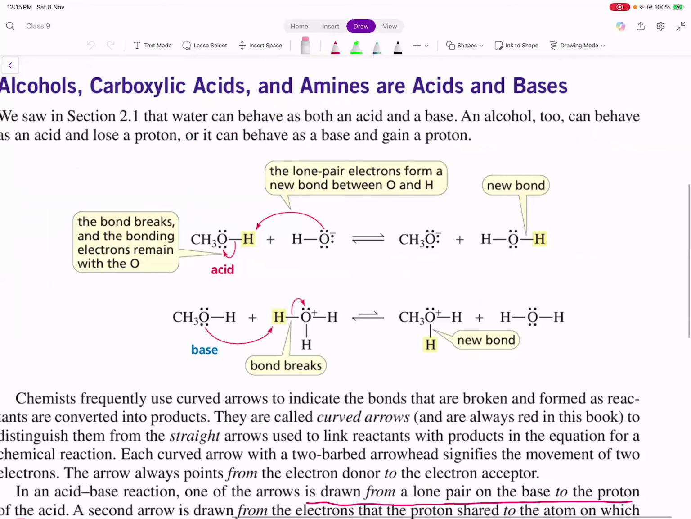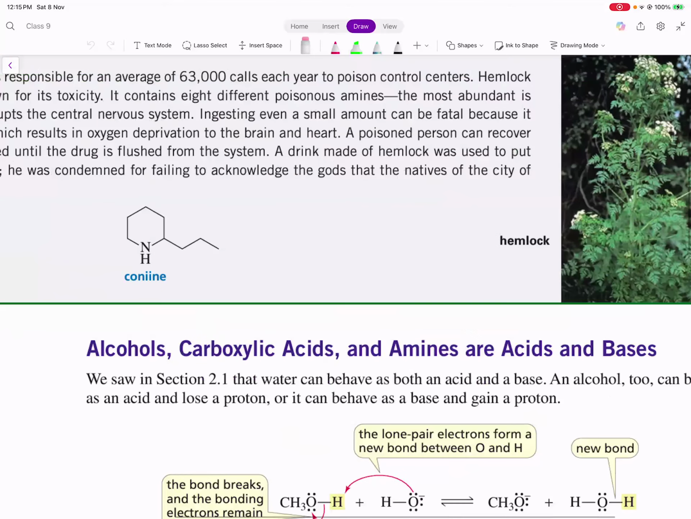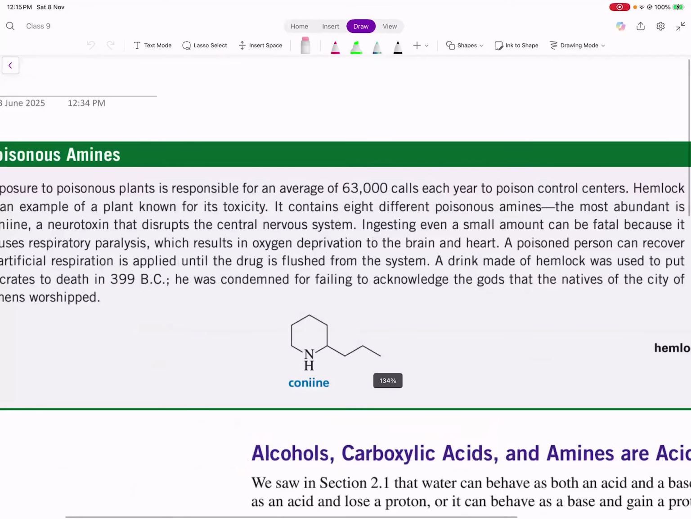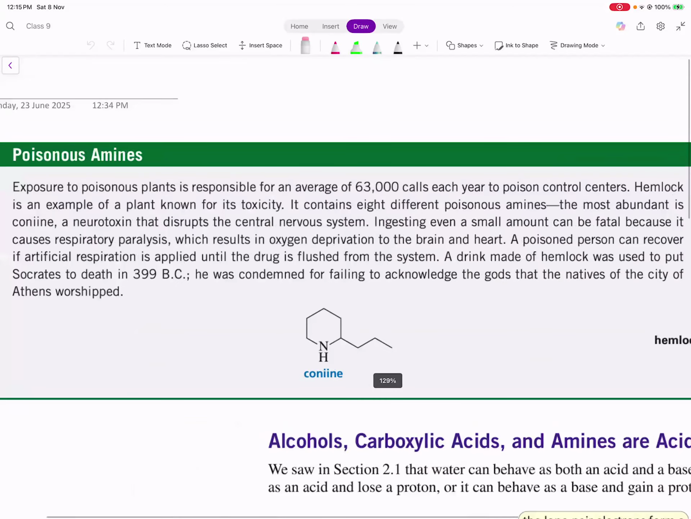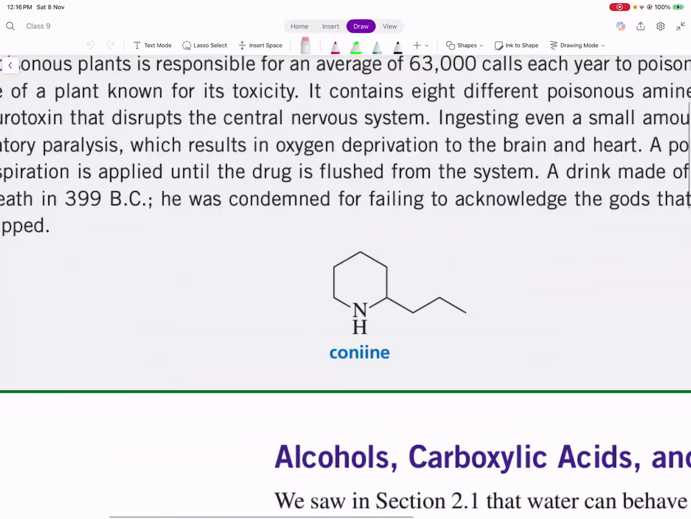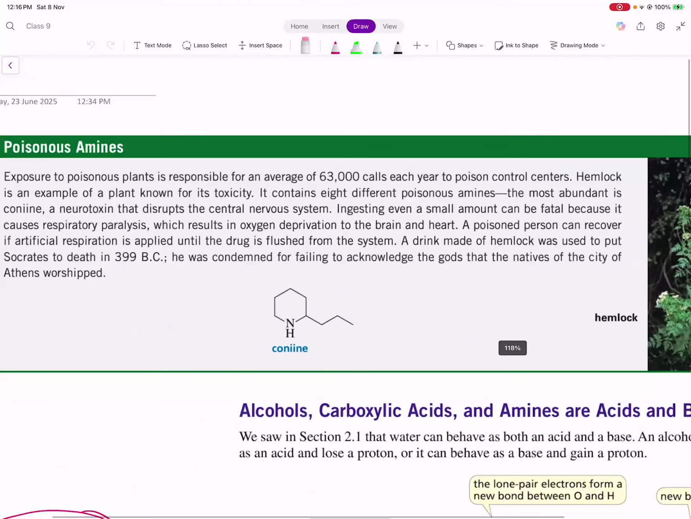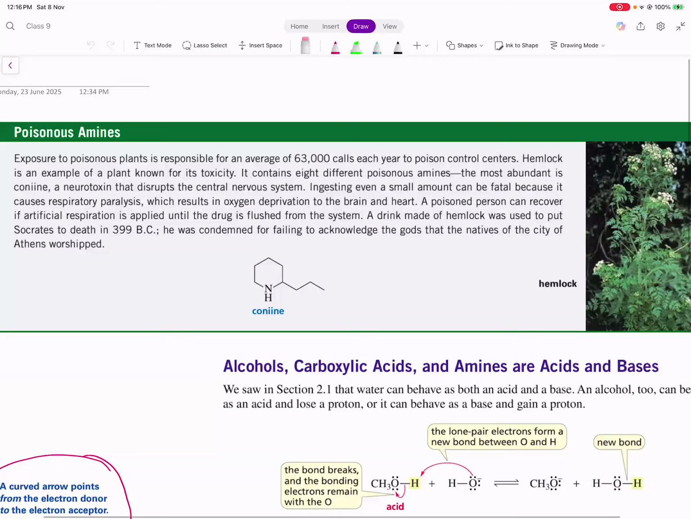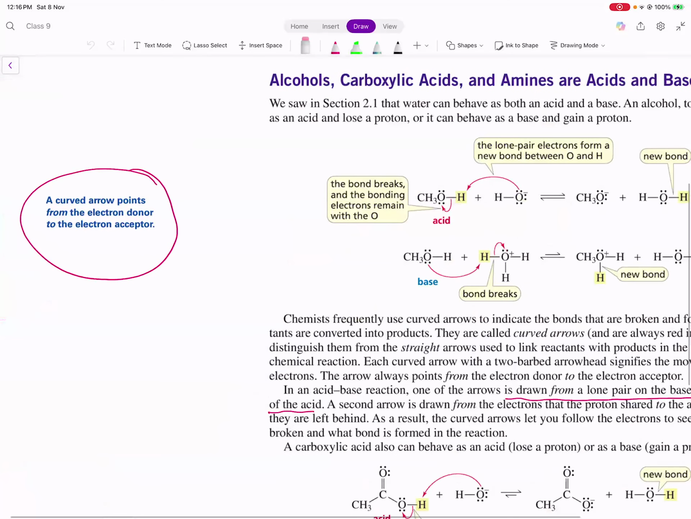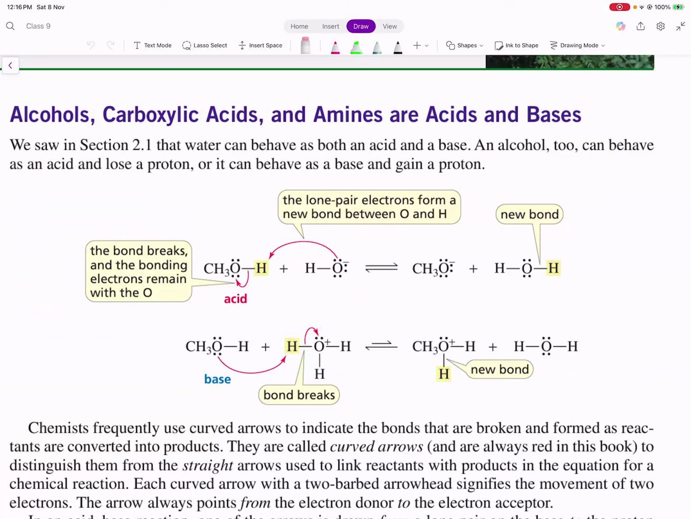Then we talked about curved arrows. This is the hemlock, which was used to poison Socrates, a drink made of hemlock. Hemlock is an example of a plant. It contains eight different poisonous amines, and the most poisonous one is coniine. So, alcohols, carboxylic acids, and again we talked about these curved arrows.